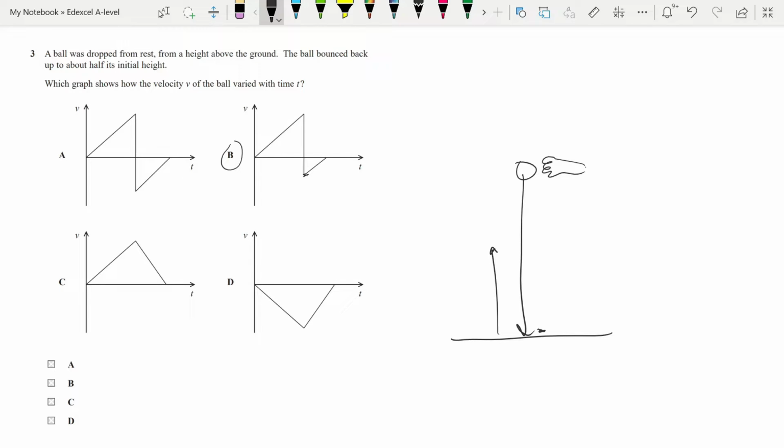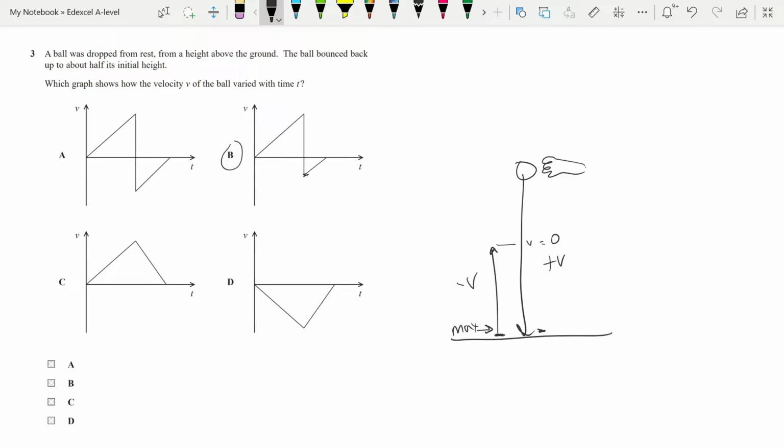from 0. We then need to have a graph that reverses the direction of the velocity in a very short period of time, because that's what's going to happen. If this is plus v, then we've got minus v in the opposite direction. And it's going to have a maximum minus v there, and then as it rises up, it's going to slow down. And it says the ball bounced back up to half its initial height. We're going to assume that that's where it then stopped bouncing. So we should end up with a velocity of 0 up here again.